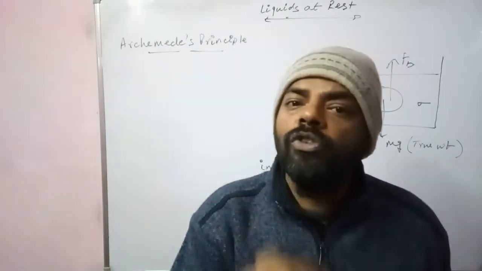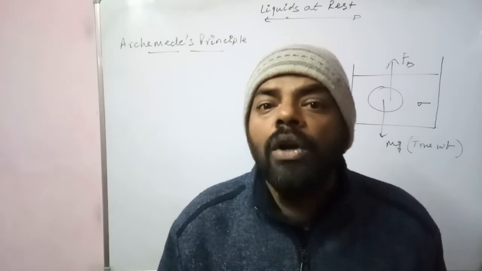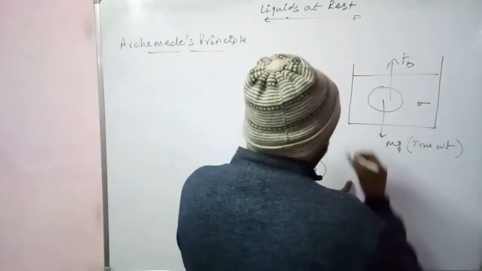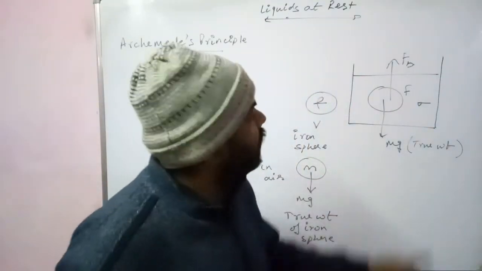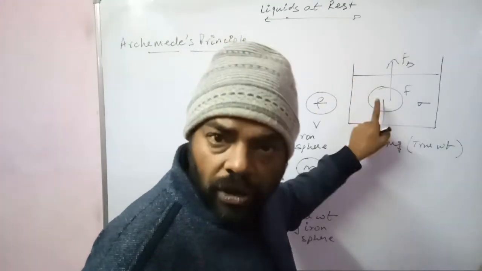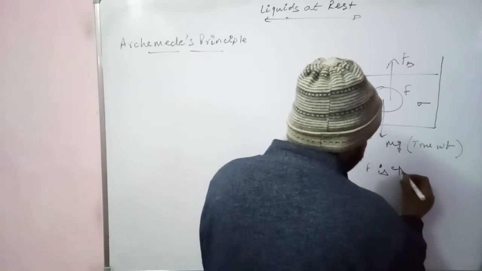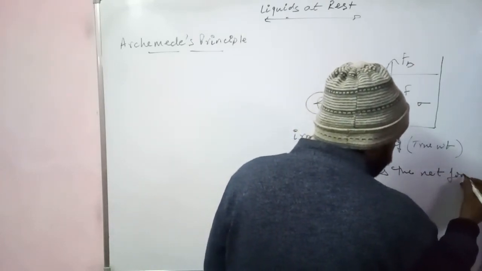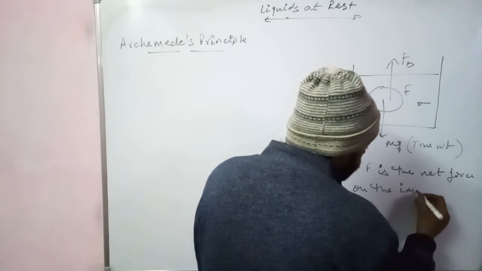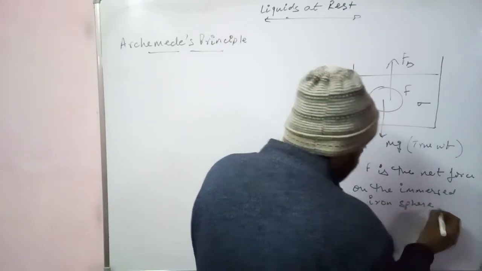ओके, अब बेटा ये नेट फोर्स ट्रू वेट से कम है. It will be the weight of the iron sphere inside the liquid. Got it? Now let us suppose that capital F be the net force on this iron sphere which is completely immersed inside the liquid. Okay, so this F is the net force on the immersed iron sphere. Got it?